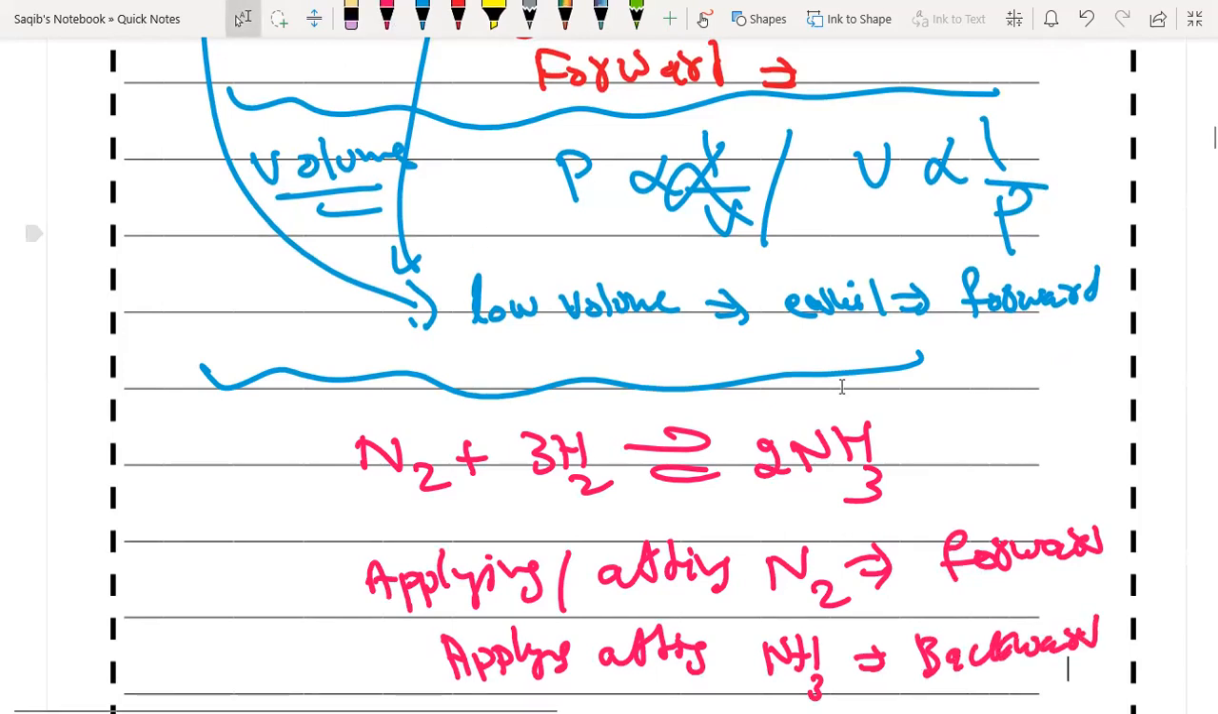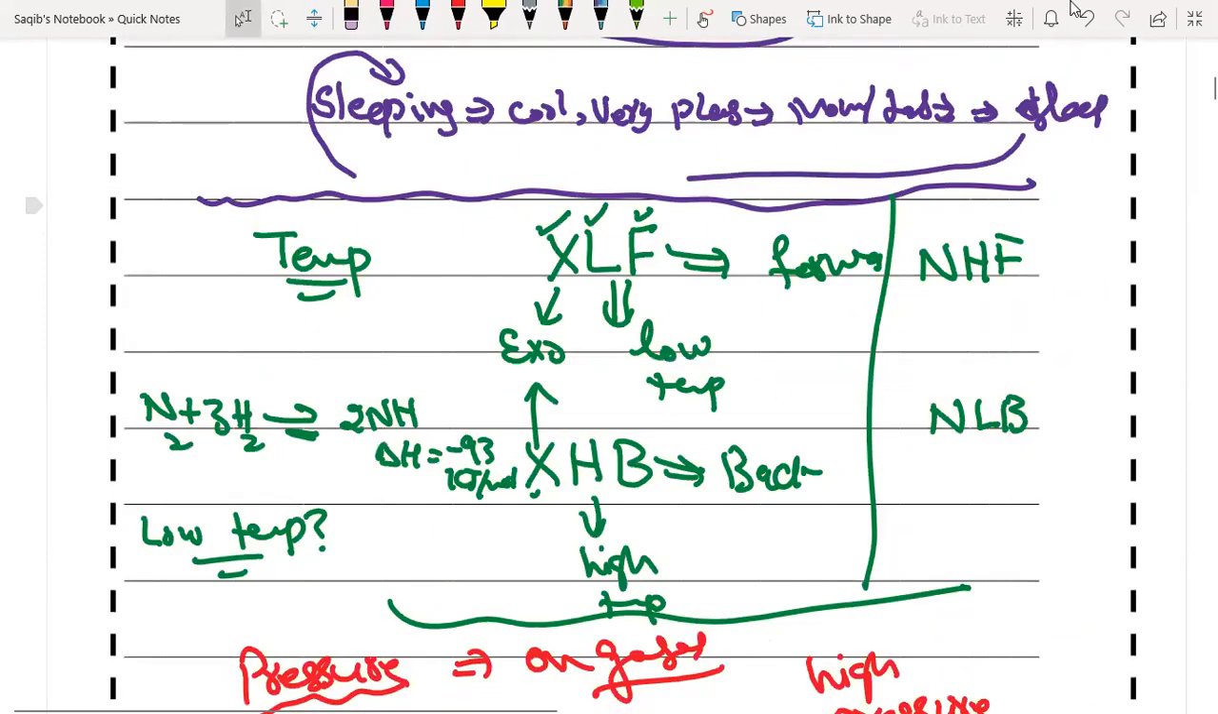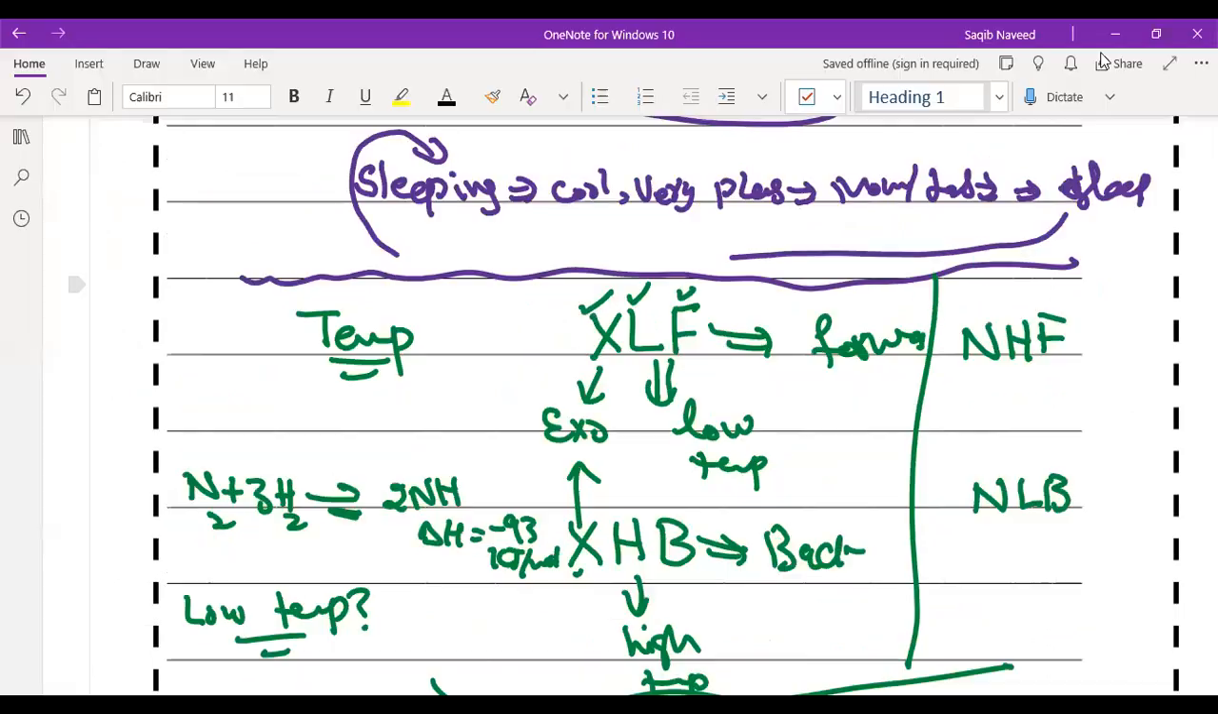So these are the codes: exothermic on low temperature will move forward, exothermic on high temperature will move backward. Similarly, endothermic on high temperature will move forward and endothermic on low temperature will move backward. So these were some easy conceptual notes to understand Le Chatelier's principle.